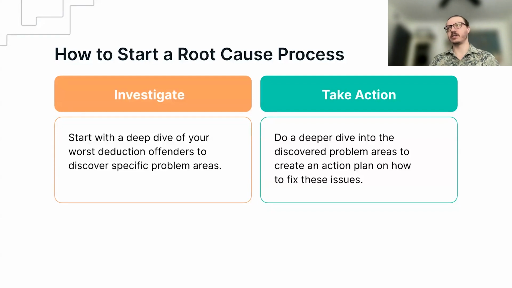So let's do a deeper dive from here into these problem areas. Let's double click and see if we can address it with an action plan or some type of strategy to fix these issues for good. So again, high level, how to start a root cause process. It's going to start with investigating and then taking the pertinent actions based on the investigation.